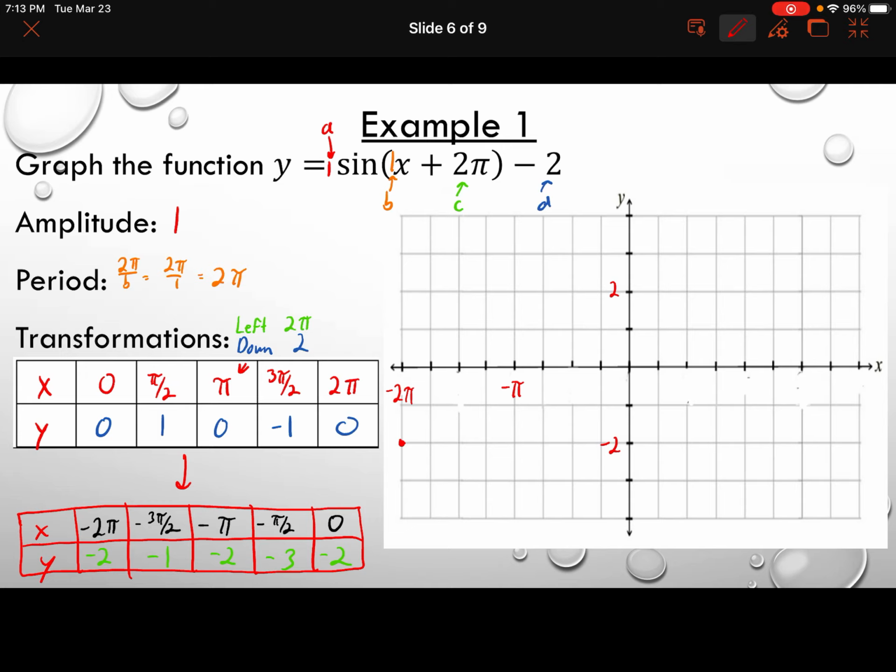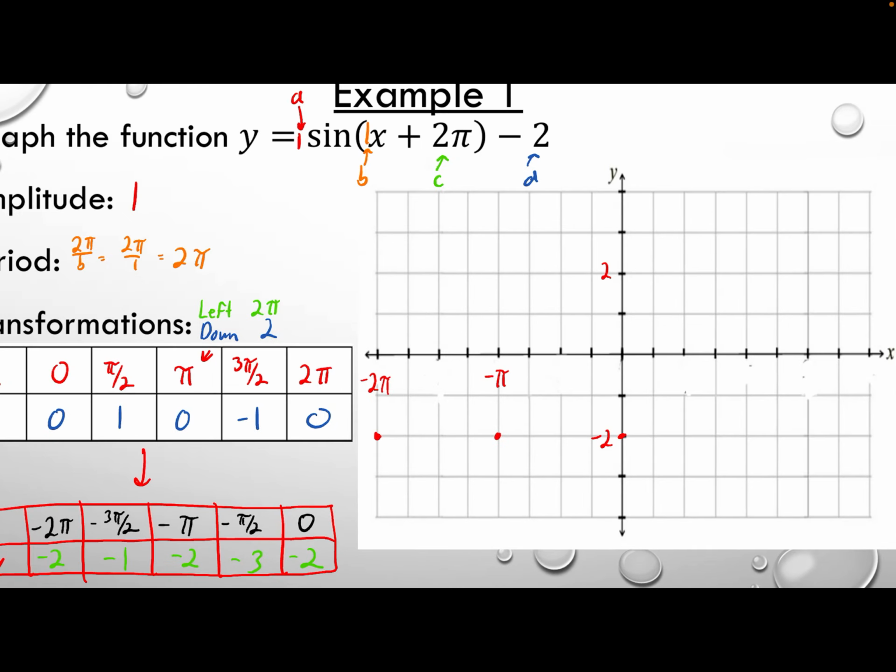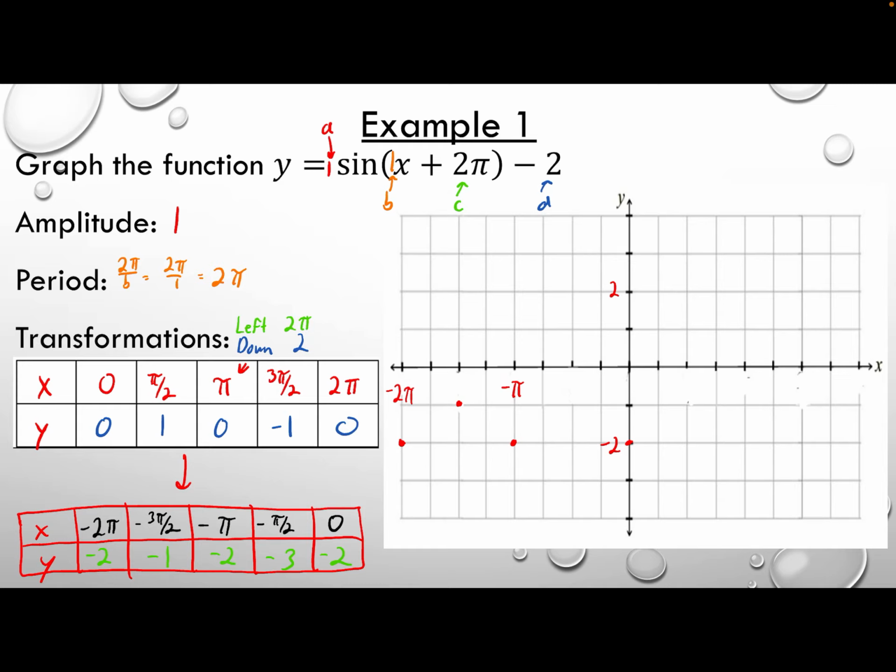At negative 3 pi over 2, which would be in the middle between... Actually, let me do negative 2 pi is negative 2, negative pi is negative 2, and then 0 is negative 2. Okay, for a second there, I thought I did something wrong. In between negative 2 pi and negative pi would be negative 1, which would be right here. And then in between negative pi and 0 would be negative 3, which would be here. So we have our curve.